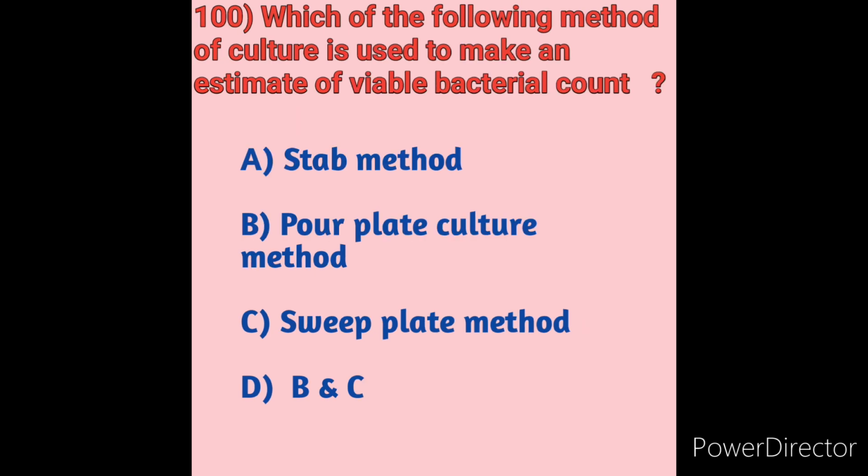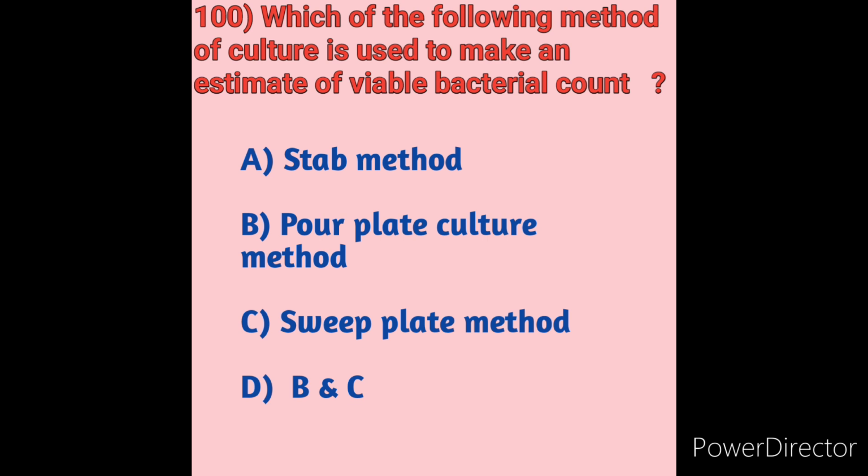Which of the following methods of culture is used to make an estimate of the viable bacterial count? We will see the options first. Option A, stab method. Option B, pour plate culture method. Option C, sweep plate method. There are two common approaches to inoculating plates for viable counts. The pour plate and the spread plate methods are the common approaches for viable counts.